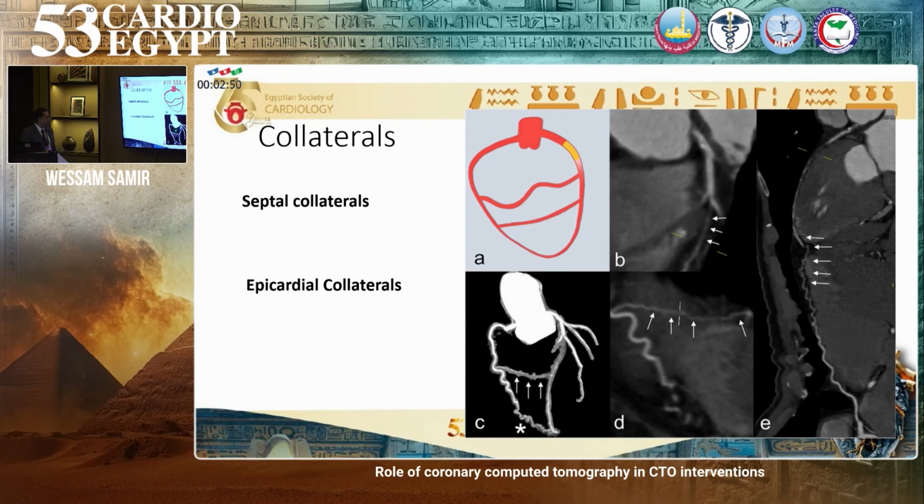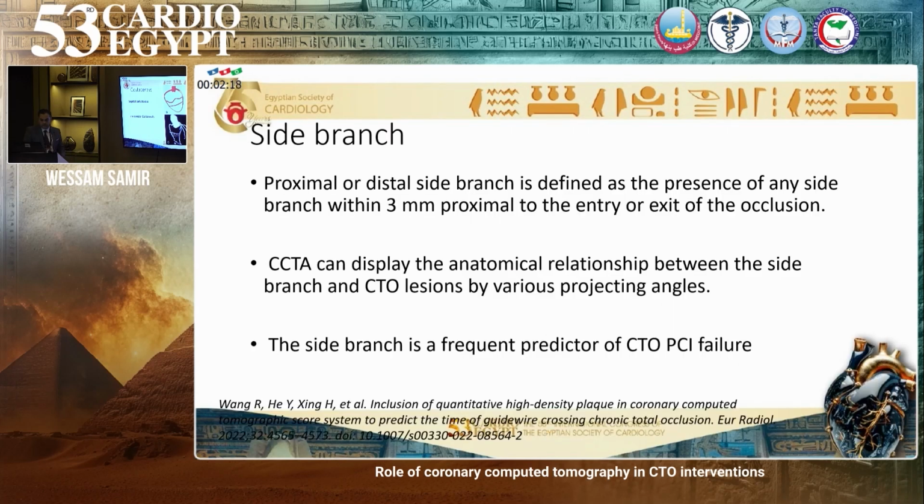Presence or absence of collaterals. There are two types, septal collaterals or epicardial collaterals. In this image, we can see an epicardial collateral from the right coronary to the distal LAD. And in this image, we can see a septal collateral towards the LAD. This is a septal collateral, and this is an epicardial collateral, in the CT angiography images. It's very useful to assess the presence or absence of collaterals, especially as the spatial resolution of scanners is improving, so we can see many more collaterals recently.